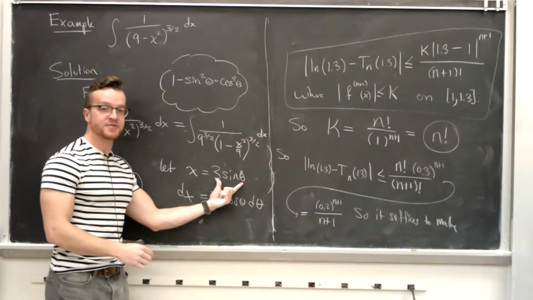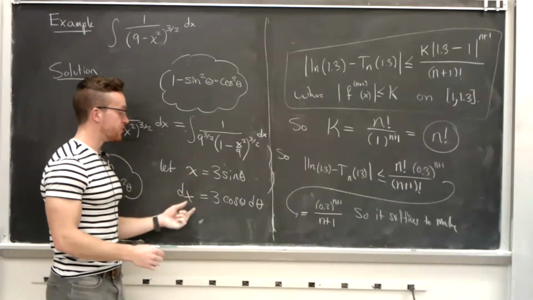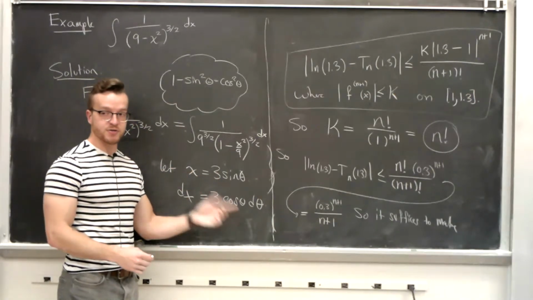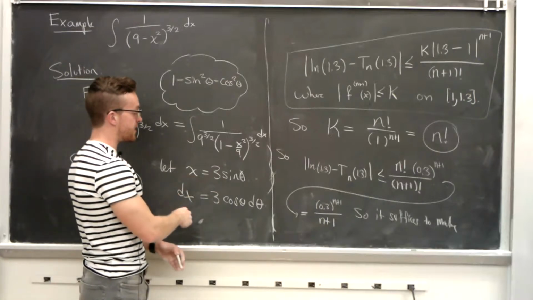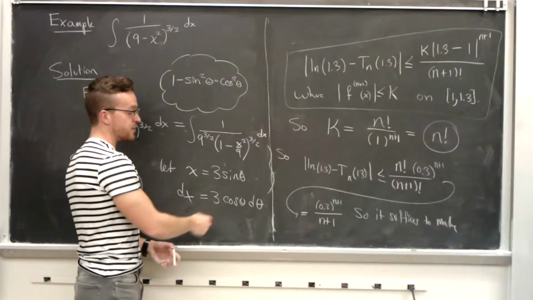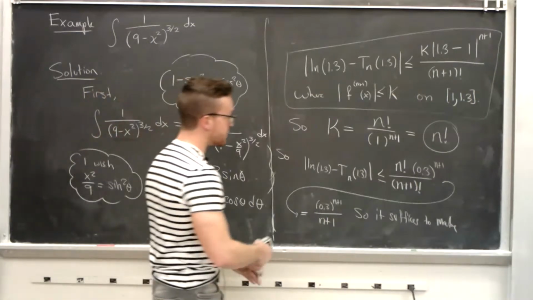So I make a substitution. Every time we do that, we have to change the differentials, just like in a normal substitution. So if I call x 3 sine theta, dx would be 3 cosine theta d theta.